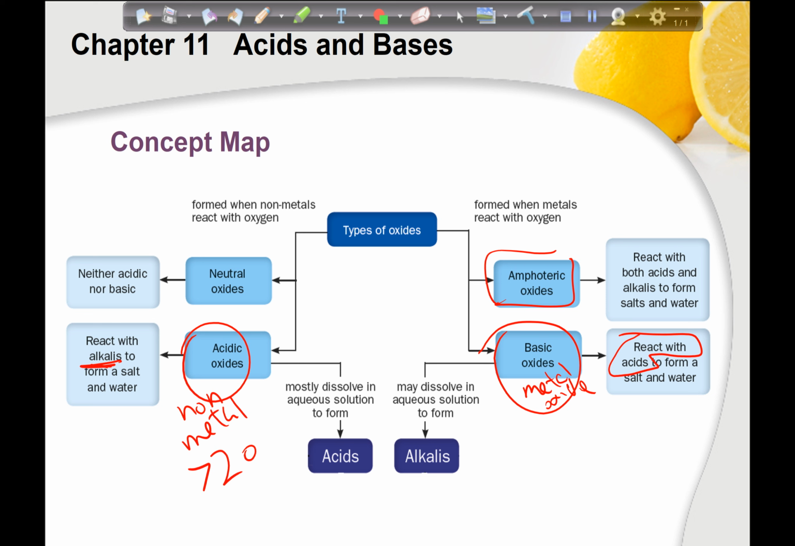Amphoteric oxide, so far we have only learned it to be zinc, aluminium and lead oxide. They can react with both acid and alkali. Neutral oxides cannot react at all, and usually they are non-metals with 1 oxygen.